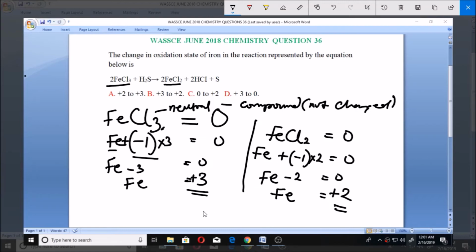So this change is actually from +3 to +2, and the option that has that is B, from +3 to +2. So that is how you calculate the oxidation state of elements. Whenever they are in the form of a compound, the summation of the oxidation numbers is always equal to 0. So you use the one that you already know to find the one that is changing. So that is how we go about this. Thank you.